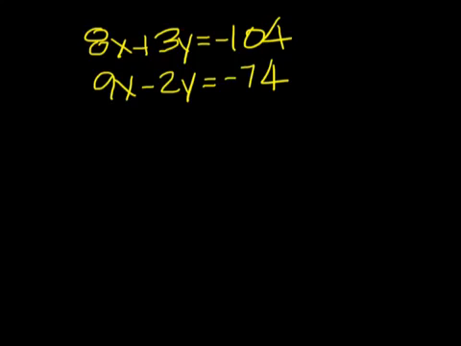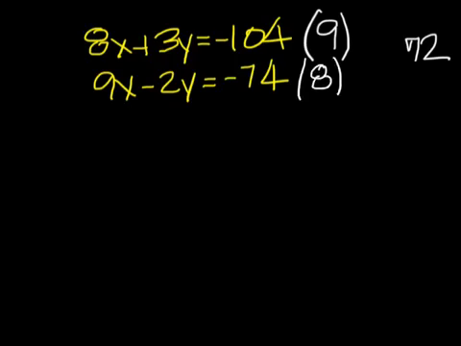$72 is right. So 72 is that number. Now you have to think, what do I multiply 8 by to get 72? 9. You're going to multiply everything in the top one by 9 because that's what you have to multiply 8 by to get 72. And on the bottom one, what do I multiply 9 by to get 72? 8. So I multiply everything in the second equation by 8.